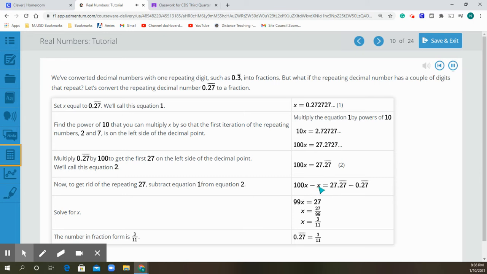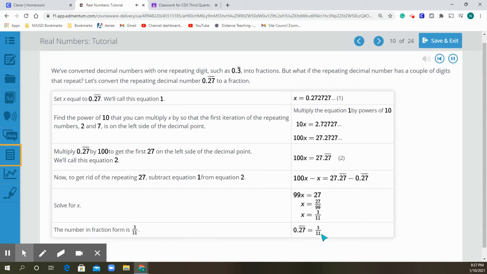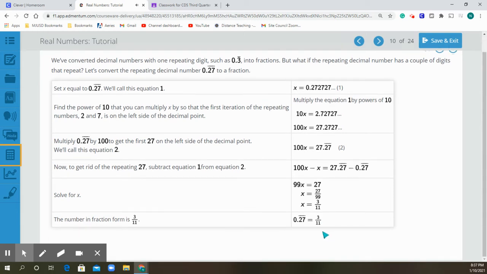Now, to get rid of the repeating 27, subtract equation 1 from equation 2. 100x minus x equals 27.27 repeating minus 0.27 repeating. Solve for x. 99x equals 27. x equals 27 divided by 99. x equals 3 divided by 11. The number in fraction form is 3 over 11. 0.27 repeating equals 3 over 11.